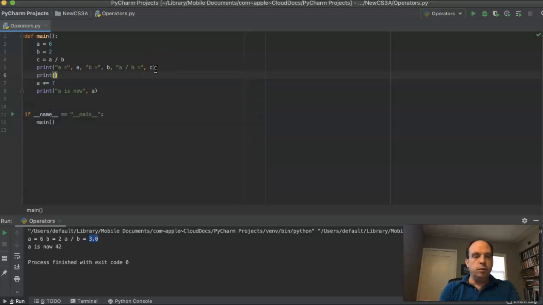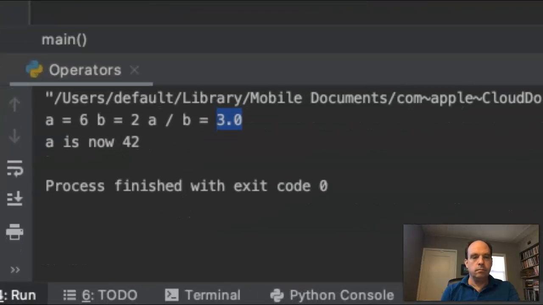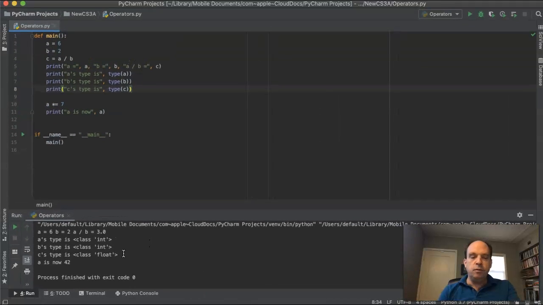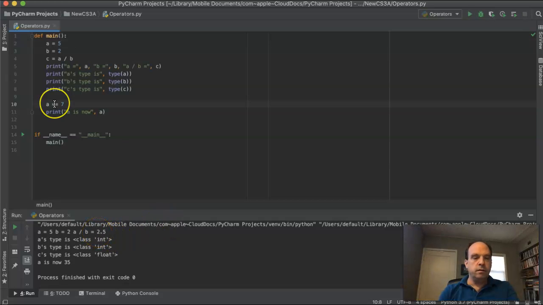Let's explore that a little. We'll print the type of each variable. a's type is integer, b's type is integer, but when we perform division, we find that c's type is float. That's because usually when we divide two integers, we get a fraction. For instance, if a were 5 instead of 6, we would get 2.5. We'll see that our shortcut also works with division.